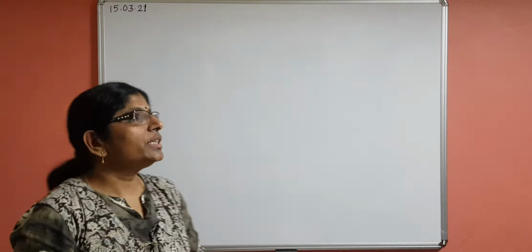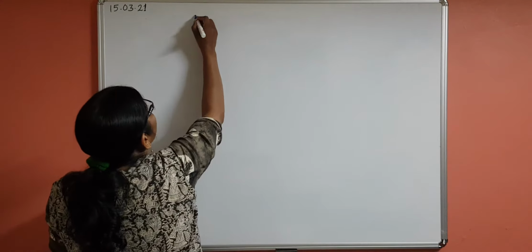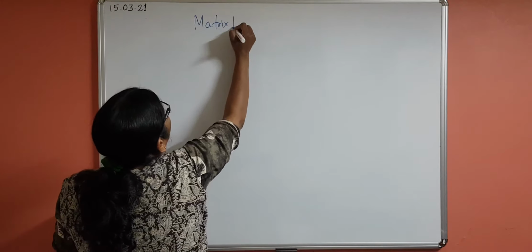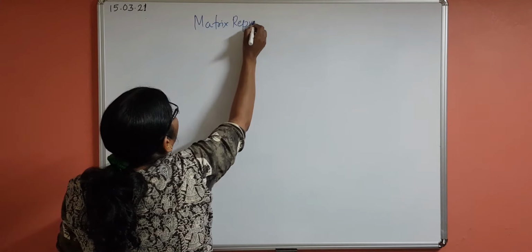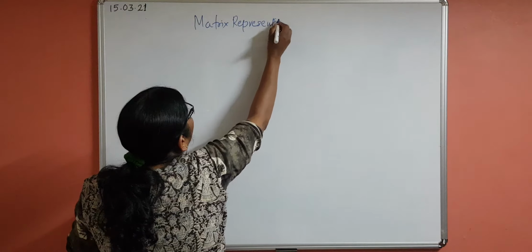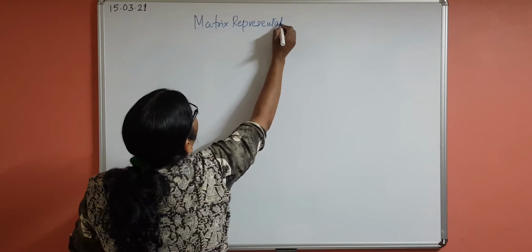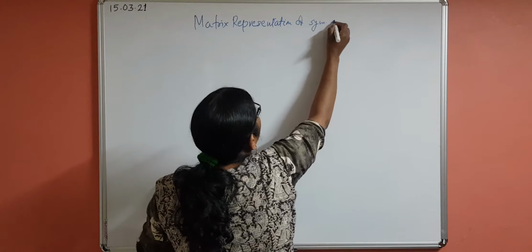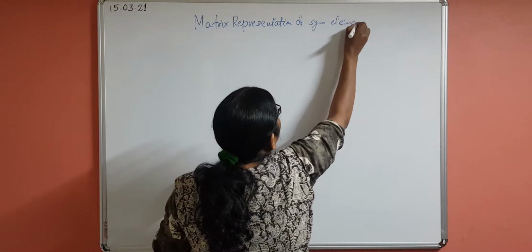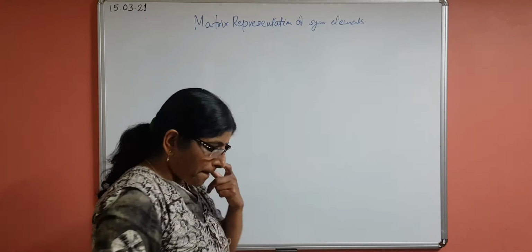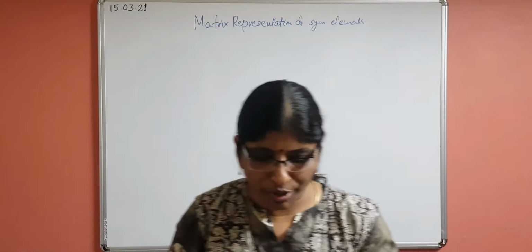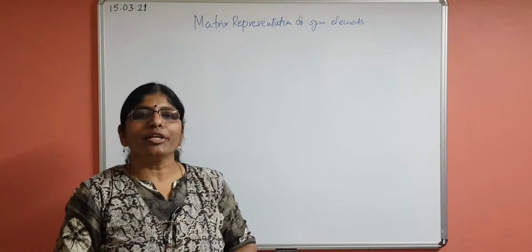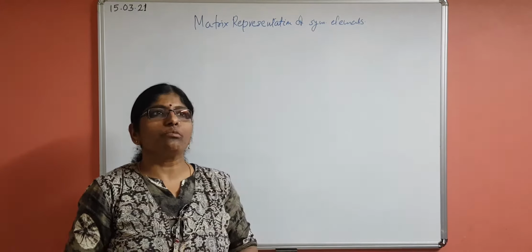Okay, now in this video we'll do matrix representation of symmetry elements. Okay, all of you know what a matrix is. A matrix is a rectangular array of numbers or symbols for those numbers.